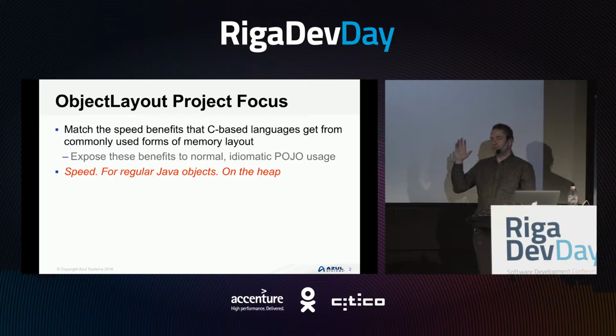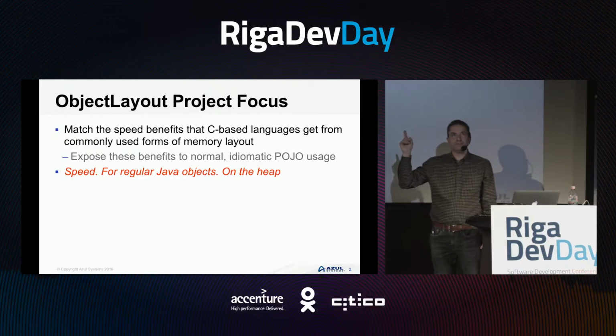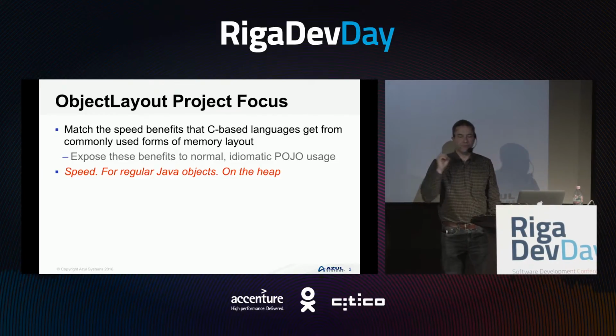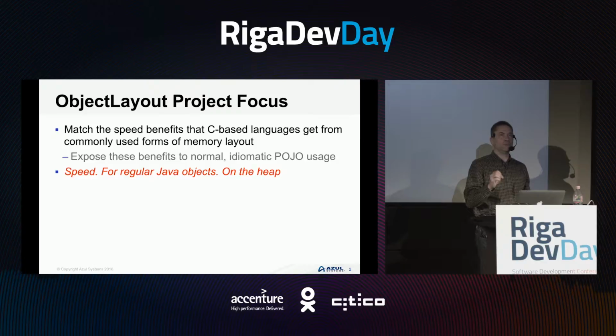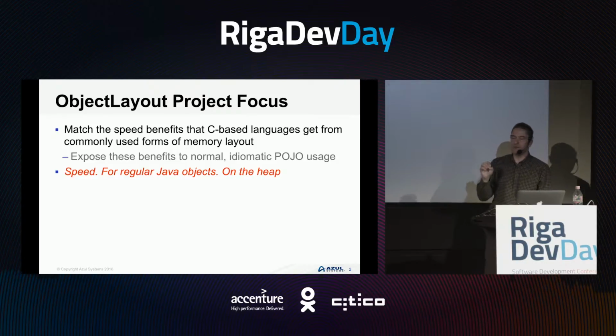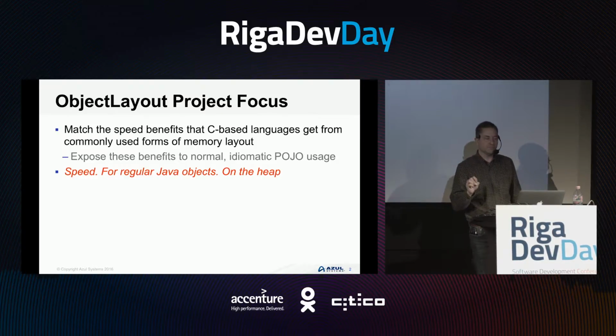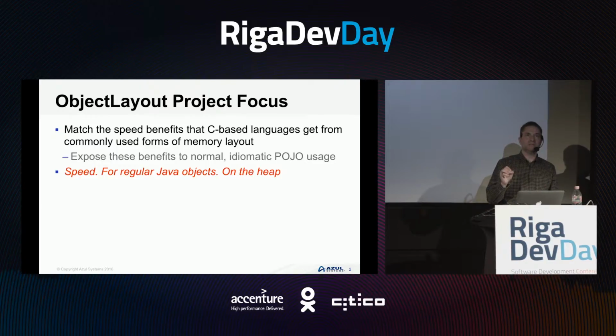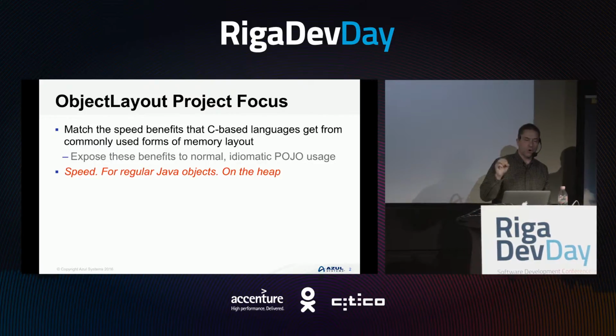And the key thing here, as it says in red, is that it's about speed for regular Java objects on the heap. And that's the thing which I'm going to come back to. I'm going to say that several times during the presentation: speed for regular Java objects on the heap.